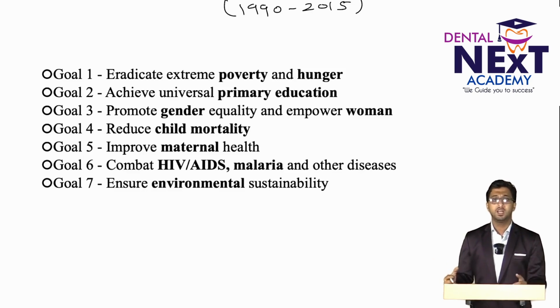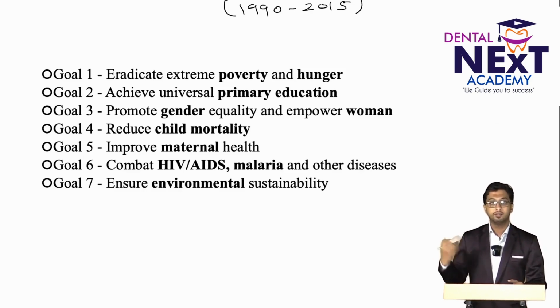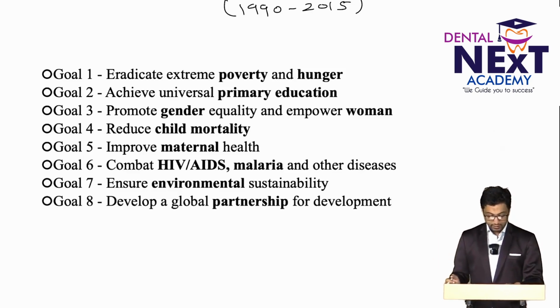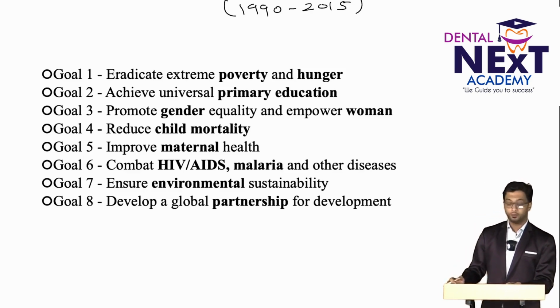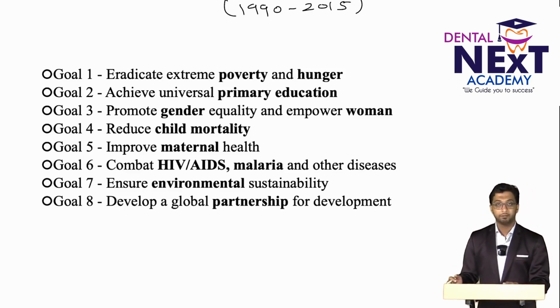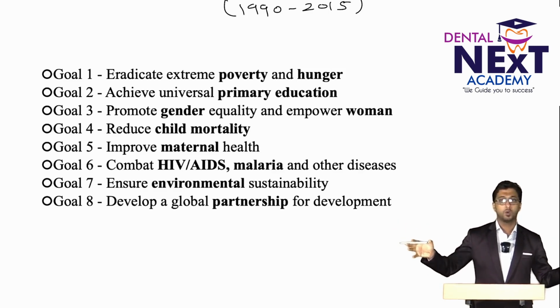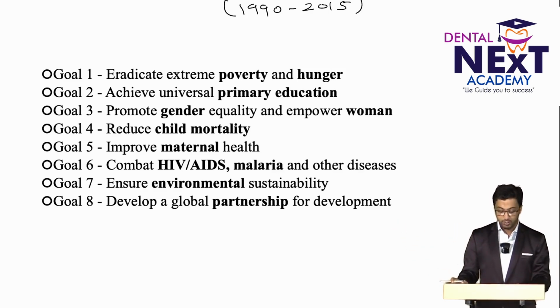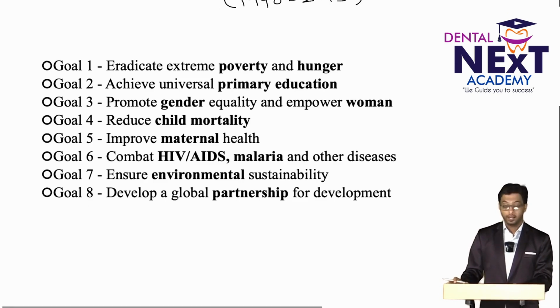If you are not sustaining with the environment, the environment will destroy you, isn't it? Then develop a global partnership for all these things, for the overall development. It's not like one country goes its way, the other country goes its way. No, all the countries together. That's what it is: develop a global partnership for development.